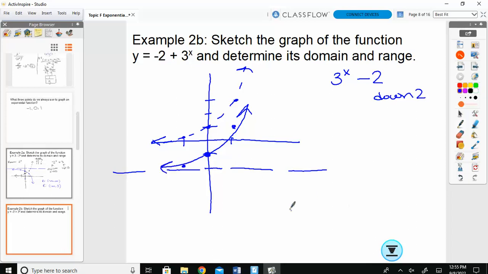And hopefully your graph is slightly prettier than mine. Domain? Oh, sorry. Range? Negative 2, 2. Good. Is that all right with everybody?